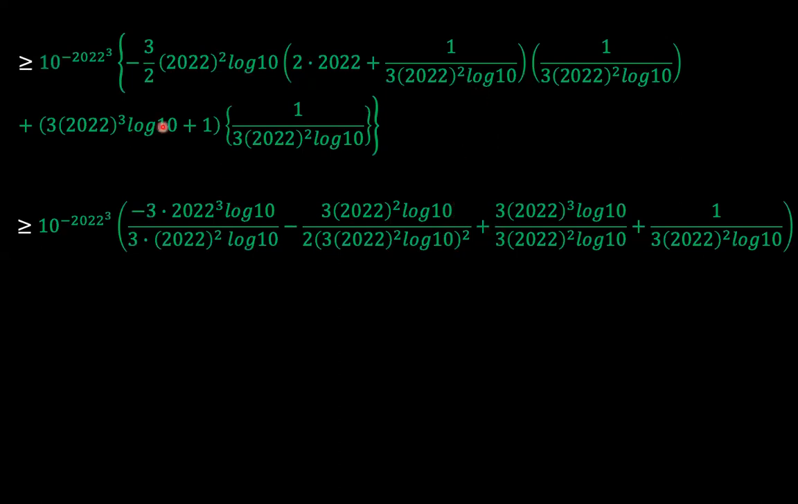Plus, we have this 3 times 2022 cubed log 10 over this denominator. Well, pardon me, this is to the power 3, so it doesn't go to 1. But as we can see, this value here is the same as this value, so those can cancel out.